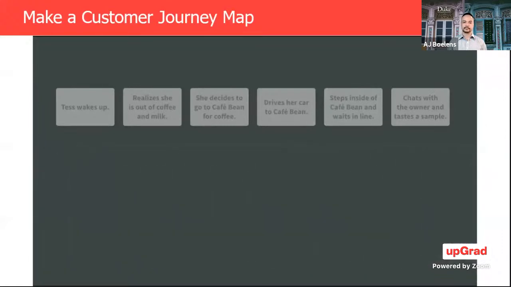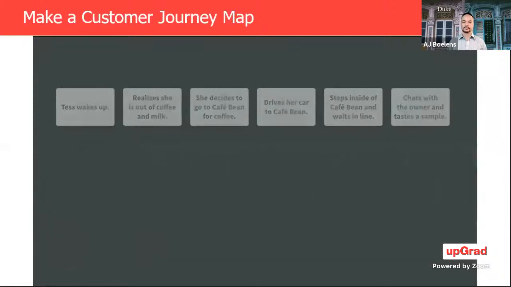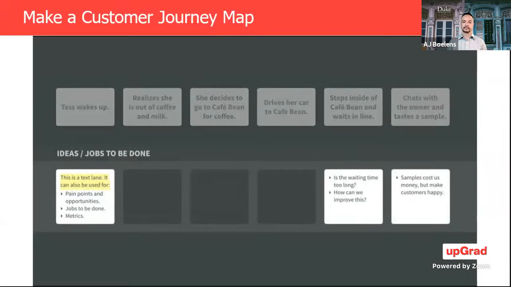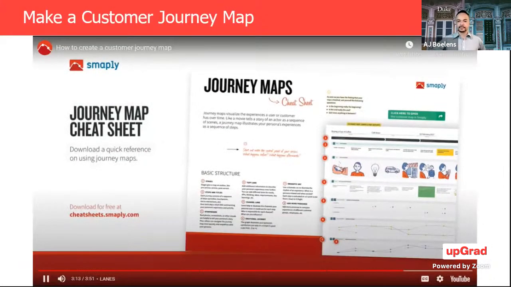If you'd like to look at the emotional journey of an experience, you can add an emotional journey lane as well. Or if you want to start to create a list of ideas or jobs to be done for your organization, you could also do this with a text lane. Check out our cheat sheet on the different types of lanes you can add to a journey map.